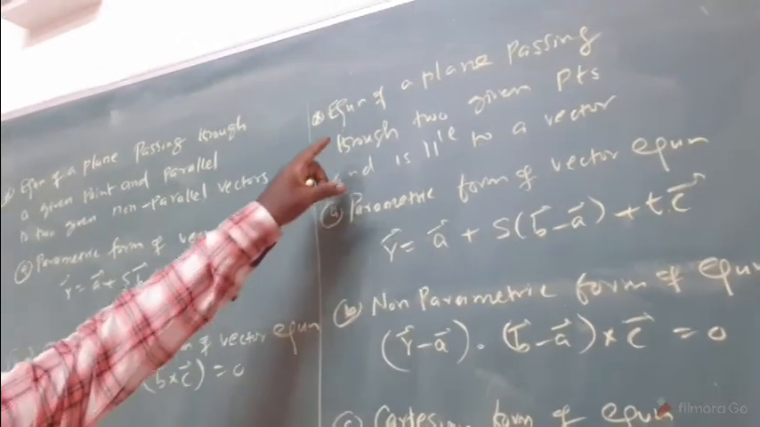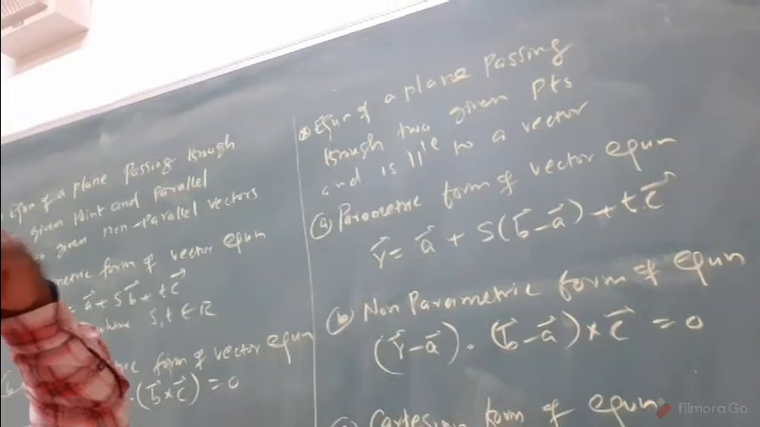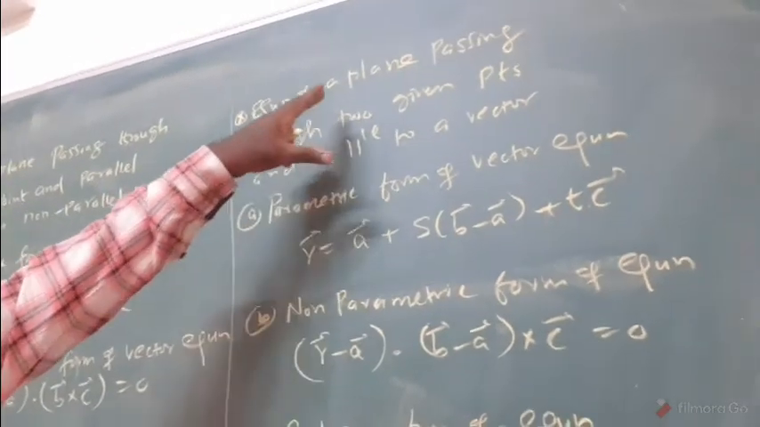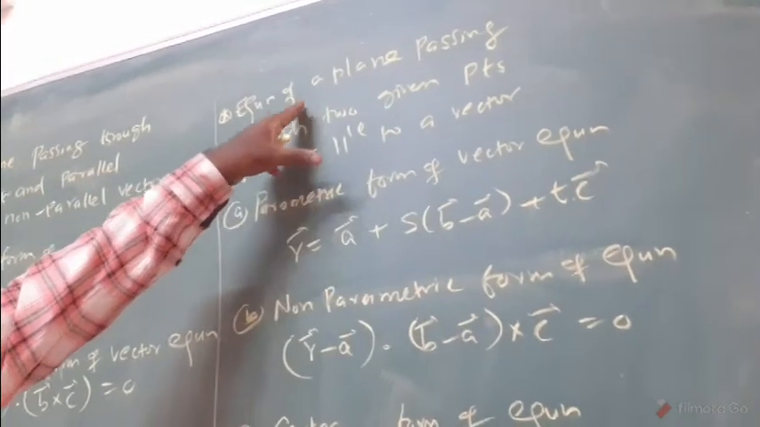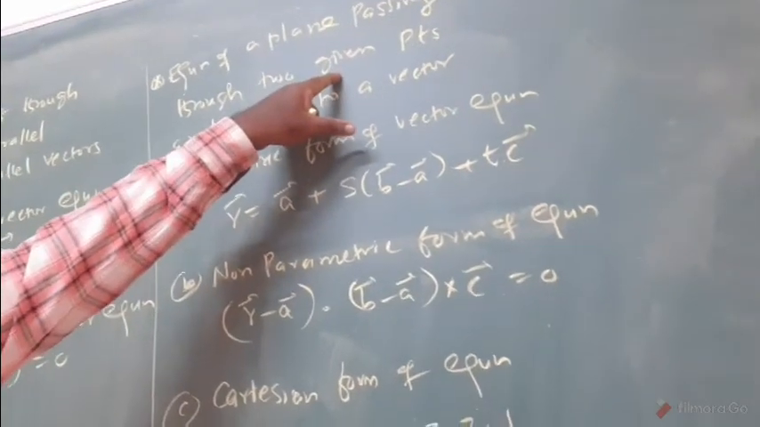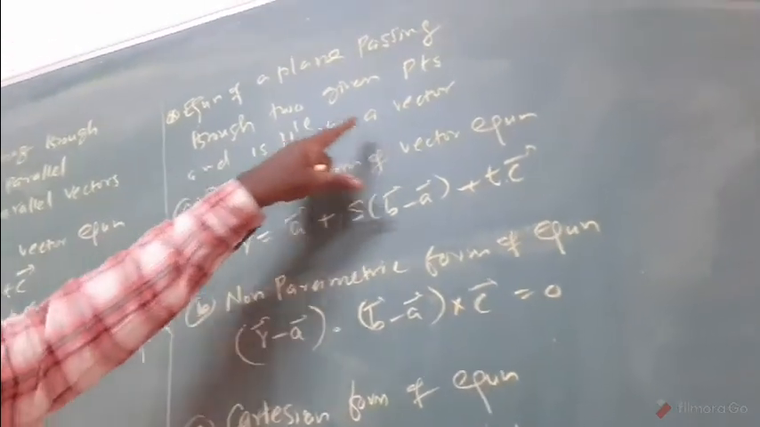Now, good morning, children. Now, five more important concepts. Next exercise concept. First idea, first formula: equation of a plane passing through two points and parallel to a vector.